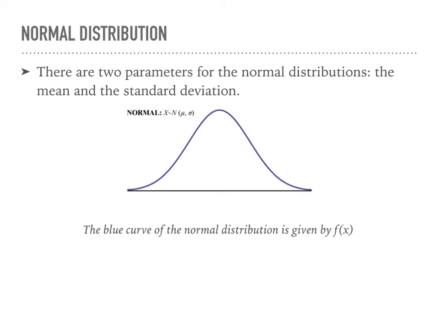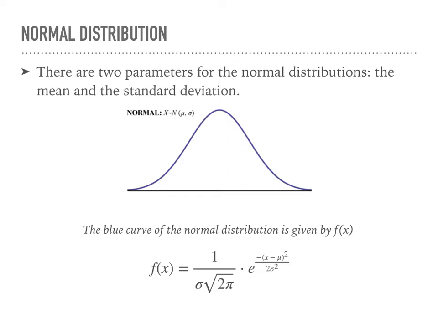This blue curve of the normal distribution is given by f of x, where f of x is equal to this nasty formula here. Now, we are never going to use this formula in practice, but I do want you to see it. The formula for f of x is the fraction 1 over sigma times the square root of 2 pi. And that fraction is taken times e raised to the exponent of negative quantity x minus mu squared divided by 2 sigma squared.